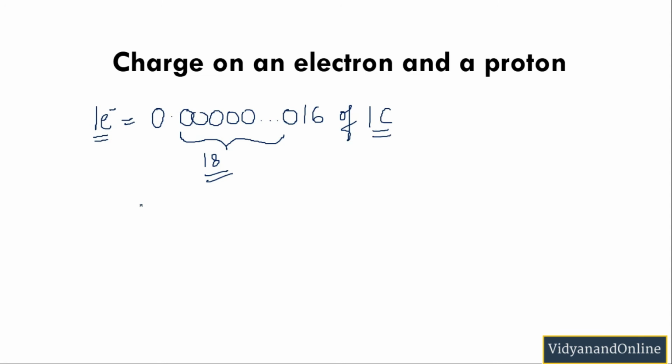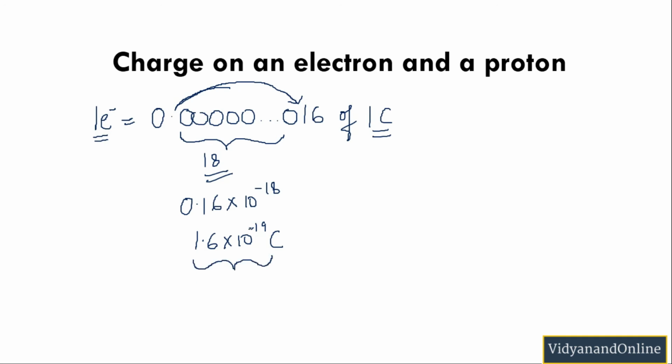So in order to have a proper notation of it, let me shift this point to here. So it will be 0.16 into 10 to the power minus 18. So I have shifted it 18 points here. Now if I shift 1 point here to the right, it will be 1.6 into 10 to the power minus 19 Coulomb. So 1 electron has only this much of charge. Mind it, it is minus. Minus means it would be in fraction. So 1 electron consists of only this minute amount of charge.